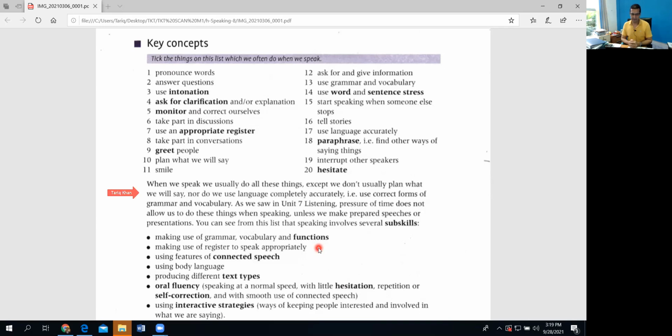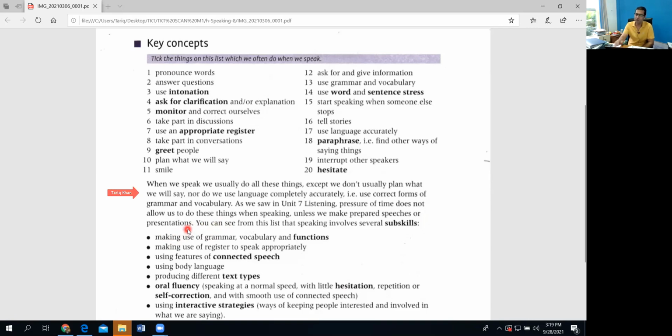Further, what they say is, unless we make prepared speeches or presentations. So if we are going to deliver a speech, we are saying something at an occasion, we prepare that. What are the points that need to be covered, how to say it, the language of it, all that we prepare, because it's a formal situation. And presentations, there also we prepare the language, what kind of expression should be there, what kind of thing needs to be added in it. So those sort of things we prepare while speaking.